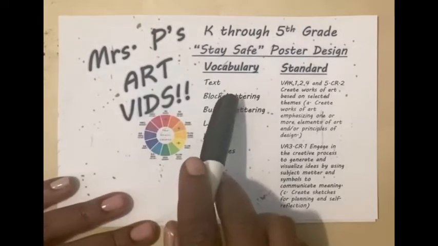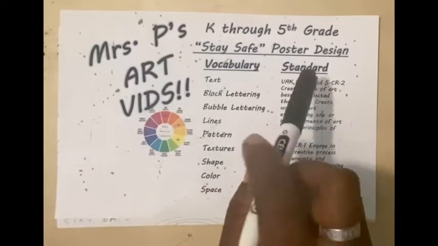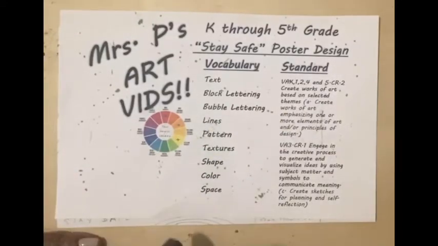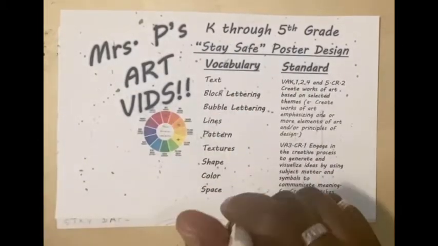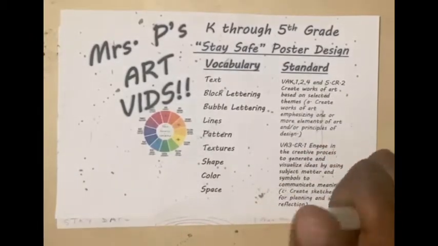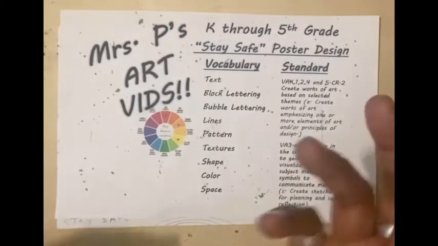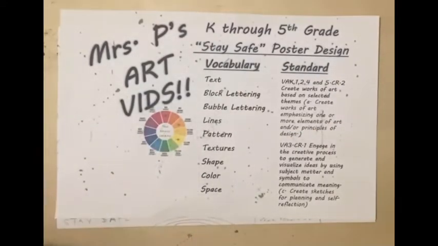So we talked about block lettering and we talked about bubble lettering and we went over how to do those things. And I'll go over it a little bit again today too. And of course, we've been talking about integrating all the elements and some of the principles that we have been working with through all of our drawing based lessons: lines, patterns, shape, textures, color, space, and other elements that even you may already be familiar with. It depends on your grade level. Feel free to integrate those into this lesson.